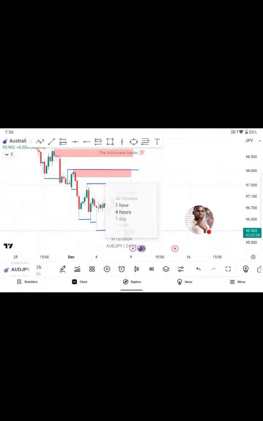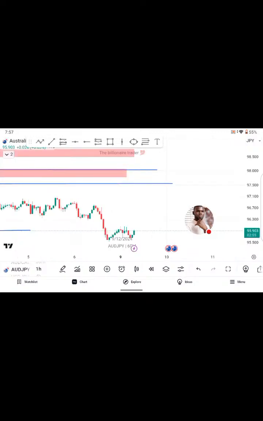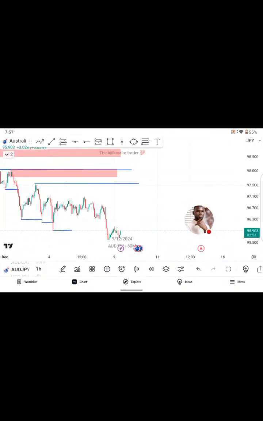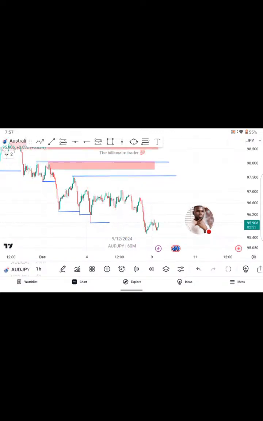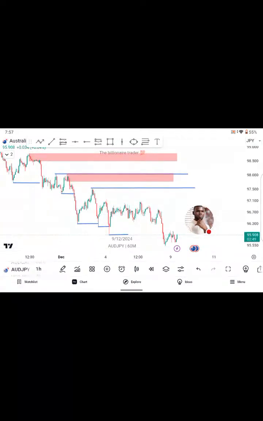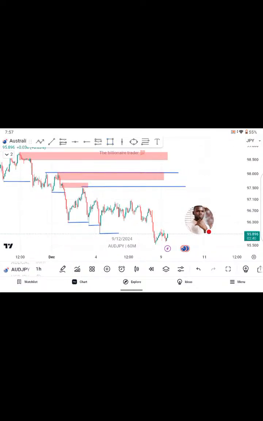Let's check 1 hour time frame, if we are going to have the same thing too. So for 1 hour time frame, as you can see, we have something different, not complete. We have this mitigation here. So after that mitigation, we have this POI.